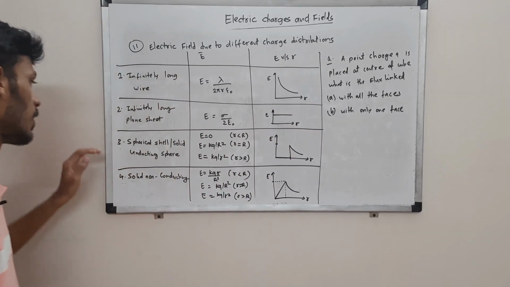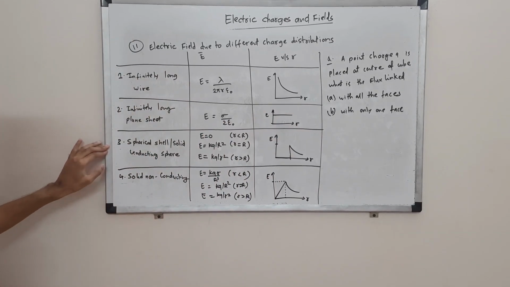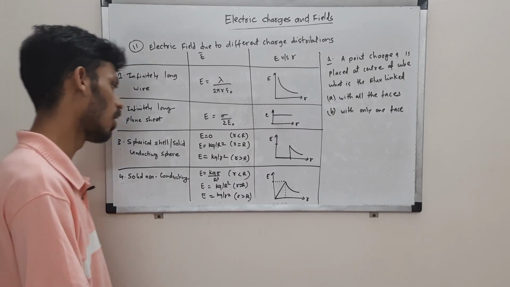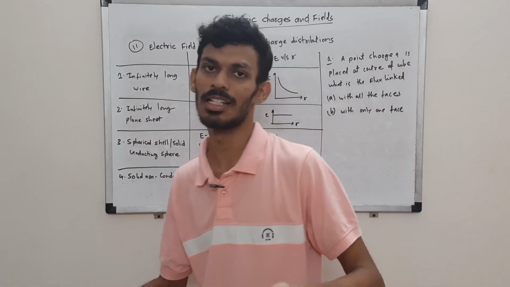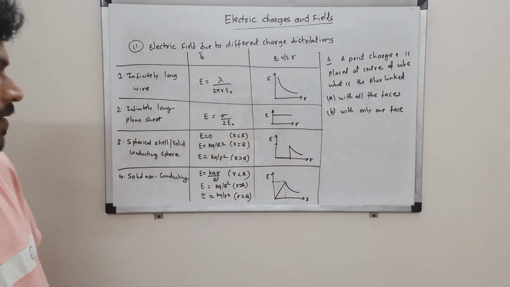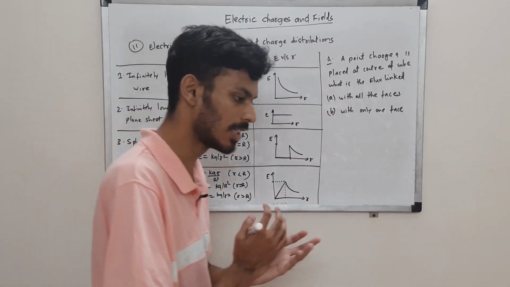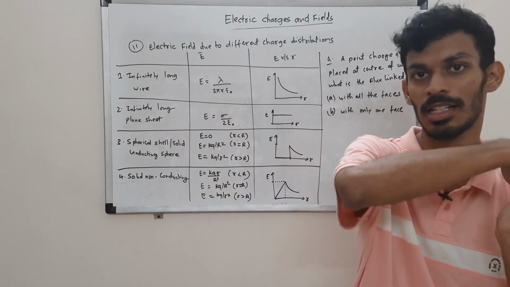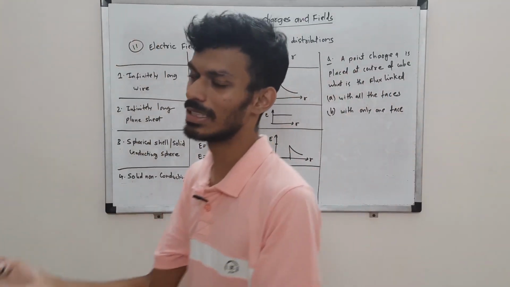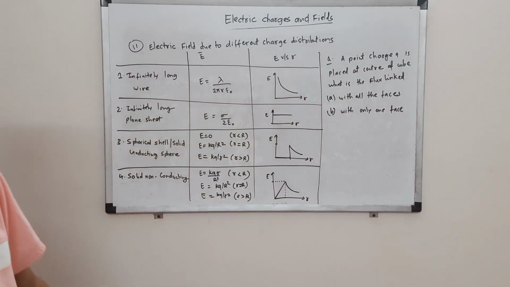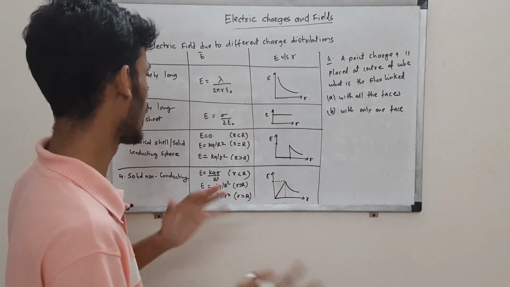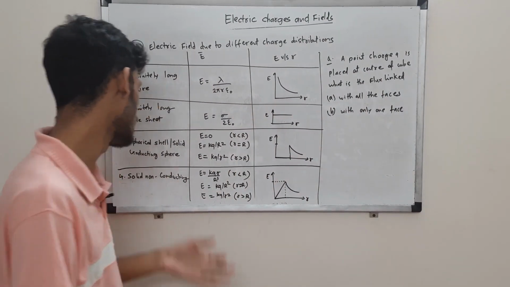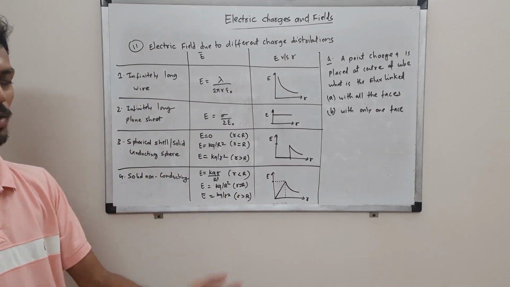Now coming to the third one. Here we have a spherical shell or a solid conducting sphere. Both can be treated equally, since any charge given to a solid conducting sphere will always reside on the surface, and in a spherical shell the charge will also be on the surface only. So they can be considered identical. Since it's conducting, the charge will be only on the surface.